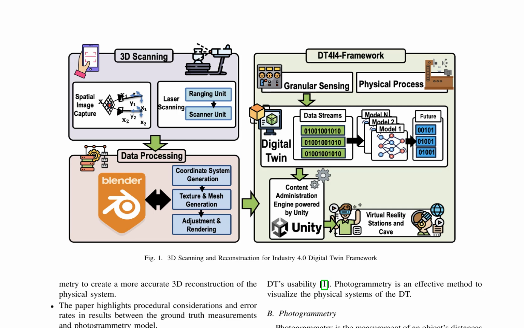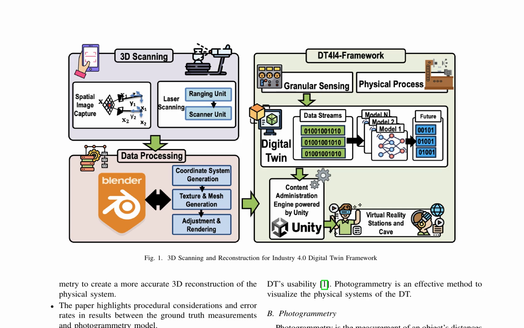Literature review. The related work is divided into two subsections: digital twin and photogrammetry. A DT aims to establish a mirrored connection between the physical and virtual realms, mapping sensor-measured data onto the virtual model. Photogrammetry is the measurement of an object's distances from multiple photographs of the same object, which can be used to generate accurate 3D models of physical objects through stereovision photogrammetry.